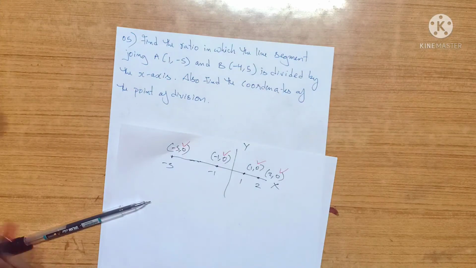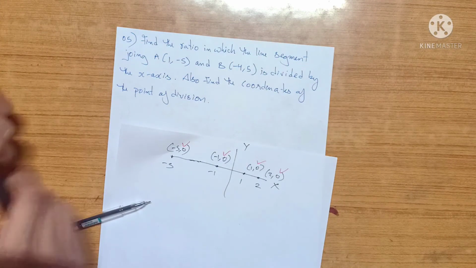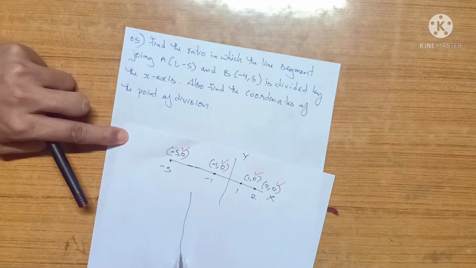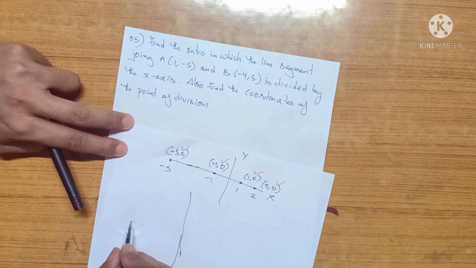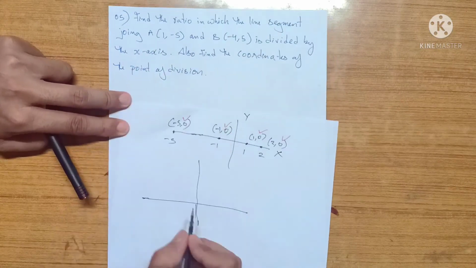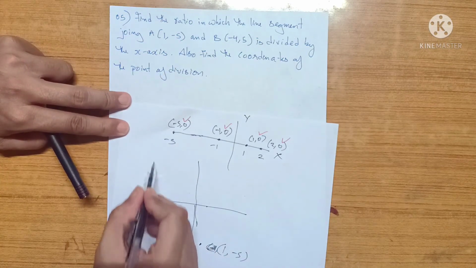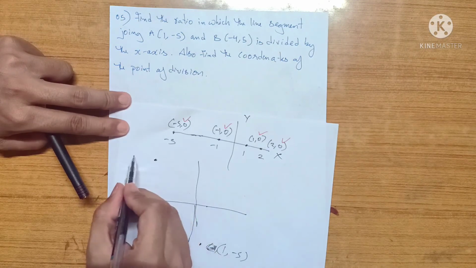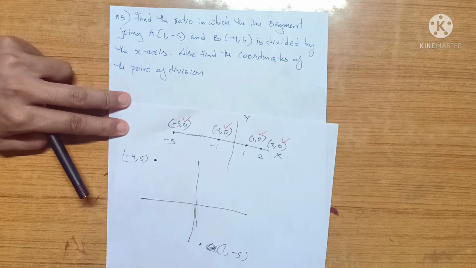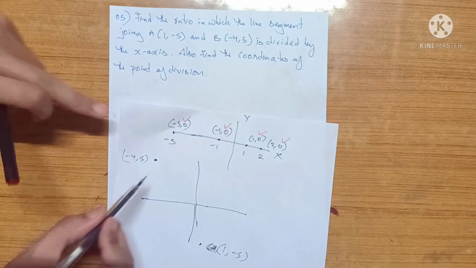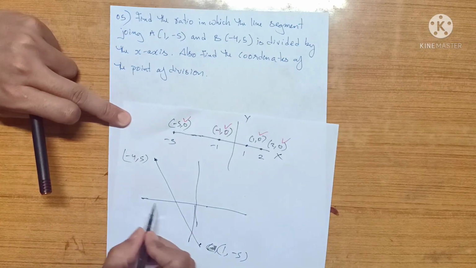So in this question, what they're saying is there are 2 points. Let's try to draw it a little accurately. One point is A (1, -5). So 1 is here, -5 is down here. And then B is (-4, 5), somewhere around here. So what they're saying is these two points are being joined.